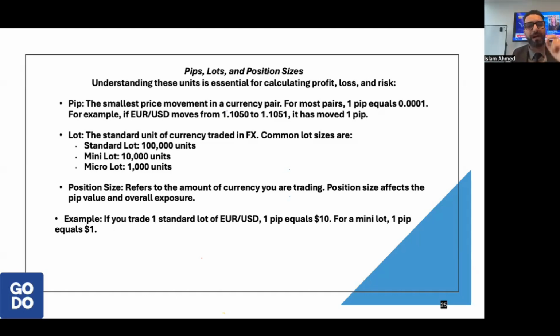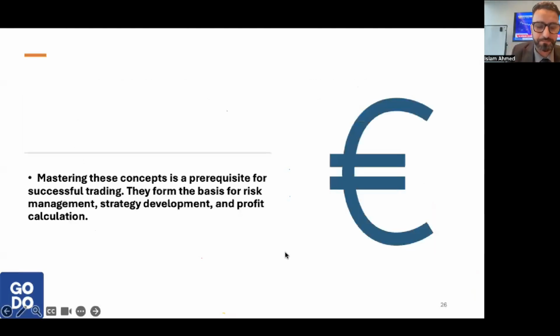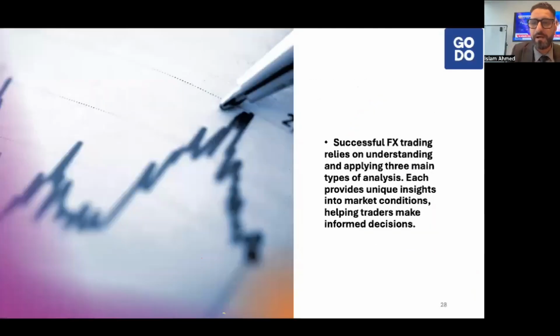You can buy 2 micro lots, which will be equal to 0.02. So this is the measure: 1,000 multiplied, 10,000 multiplied, and 100,000 multiplied. This is what we call position sizing. So now I will skip all this and go quickly to analysis.